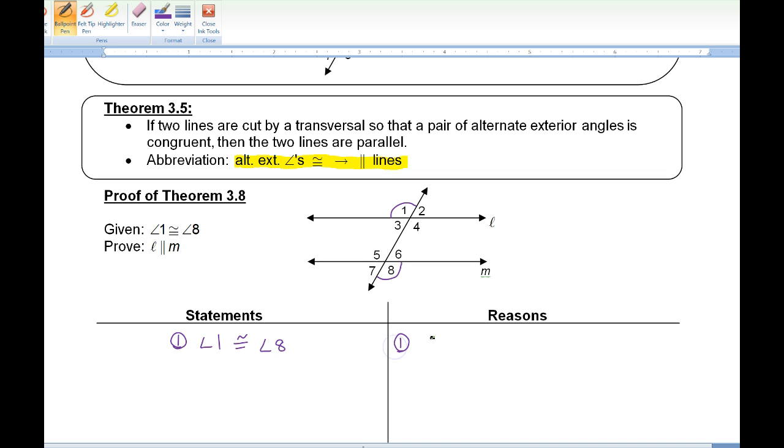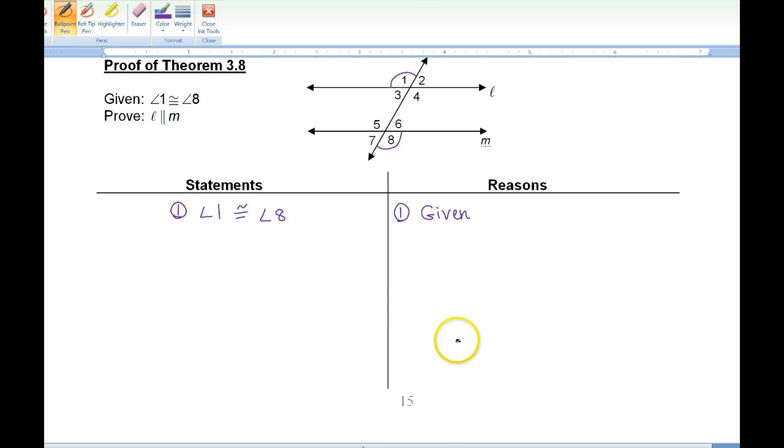Now we cannot use the theorem to prove this. We can use the previous postulate, which had to do with corresponding angles. We have many pairs of corresponding angles here. We could say 2 and 6, we could say 1 and 5, and again, that's if the lines are parallel. But right now we just know 1 and 8. If we could get a pair of corresponding angles to be congruent, then we can prove L is parallel to M. So let's incorporate 1 and let's say 5.